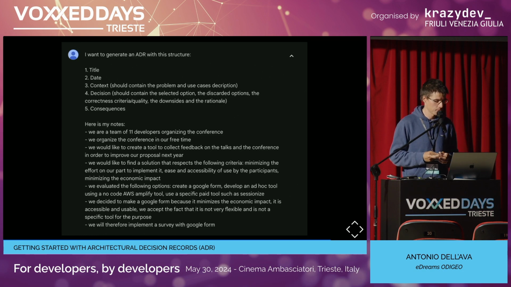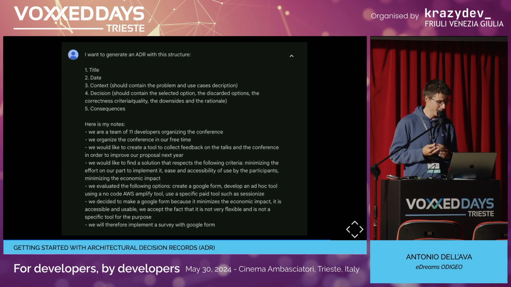First of all, I give to the artificial intelligence the structure. So I want to generate an ADR with this structure: the main parts are title, date, context, decision, and consequences. Remarking what should be inside the context and the decision, which are the more difficult ones, okay? And then I feed the AI with my notes, okay? In this case, it's another fake scenario.